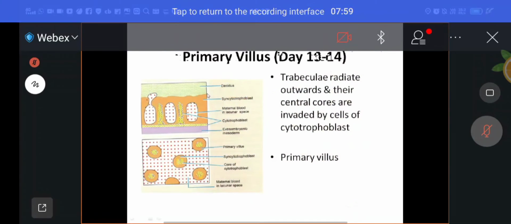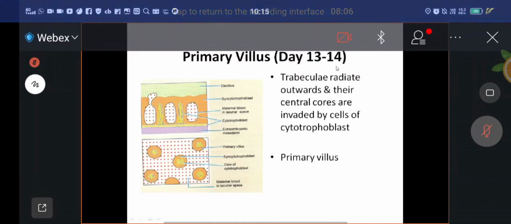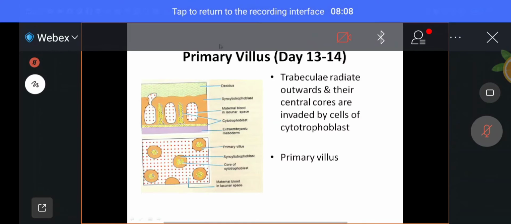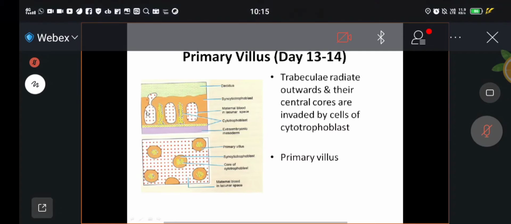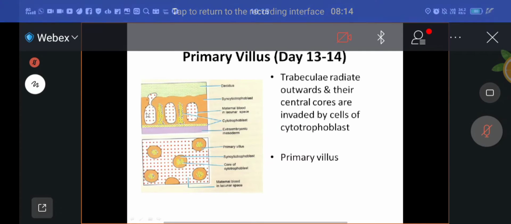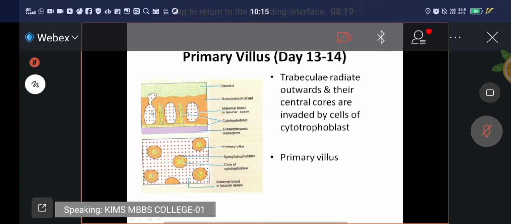Now, formation of this primary villus, how it is formed, we'll see. On the 13th or 14th day of development, we see this primary villus. Only a simple thing. Already I have said all these points, that lacunar spaces will be developing, they will be invading this decidua and blood will be poured.